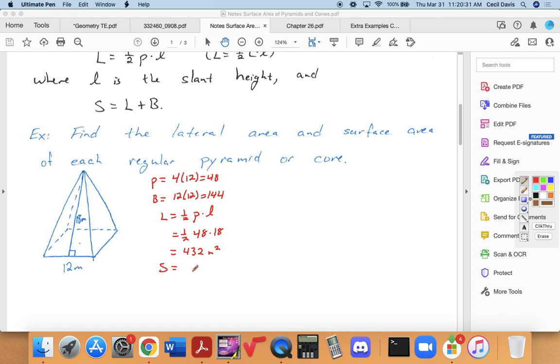And then the surface area is the lateral area plus the area of just the one base. So it's 432 plus 144, which is 576 square meters. Any questions about that? All right, moving on then.